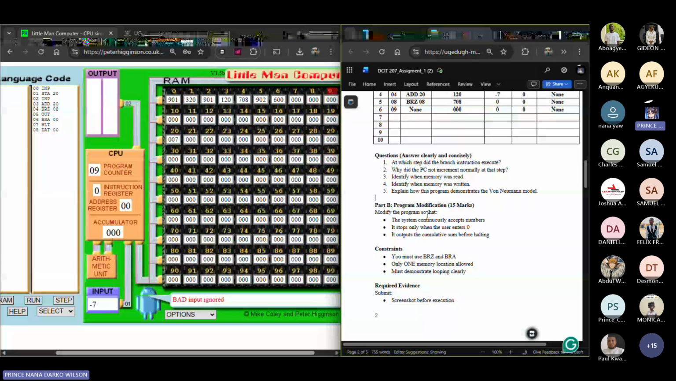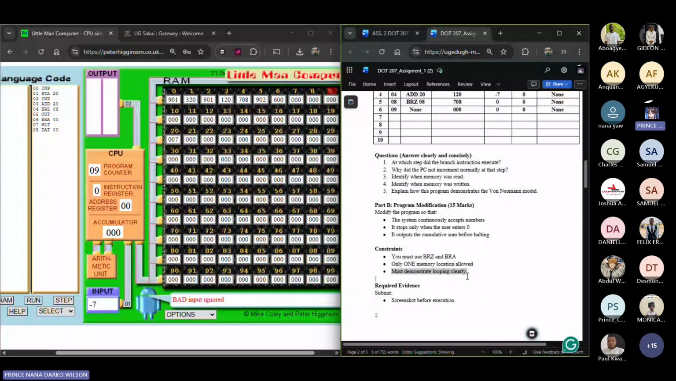It has given a few restrictions. We must use the branch if 0 and the branch always instructions. We must only use one memory location to store the data. And we must also demonstrate the looping clearly. So in our last session, after much deliberation, we came to a conclusion that this edit to the instructions was the best to do.